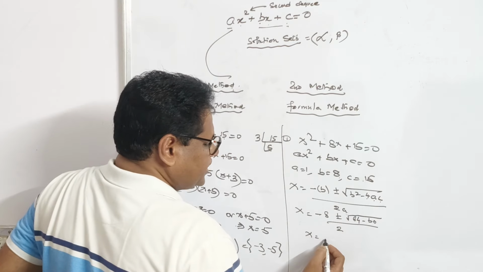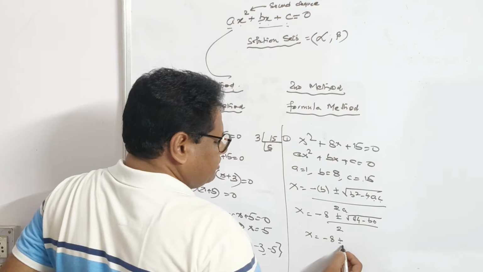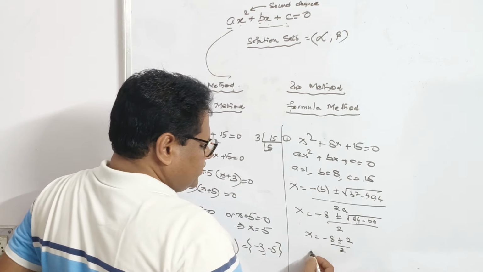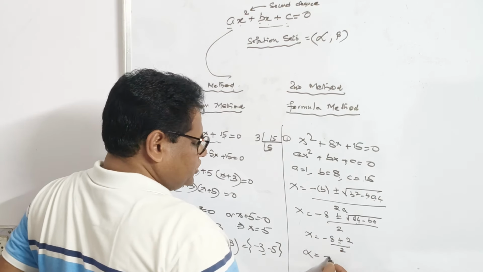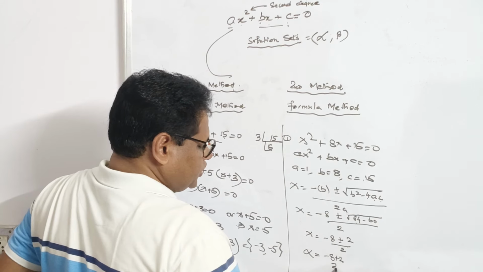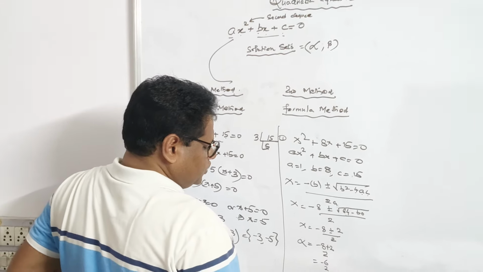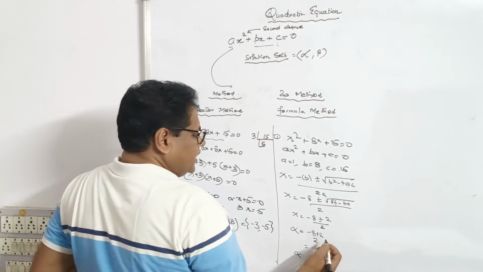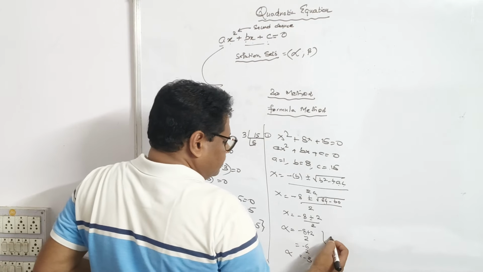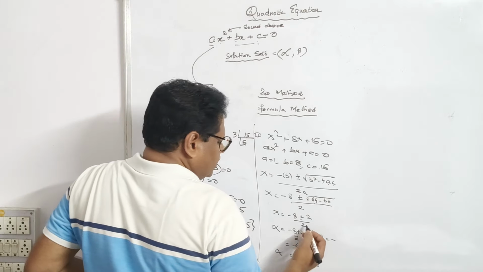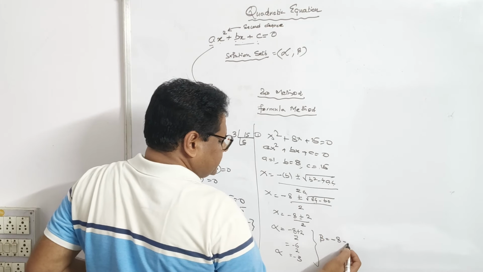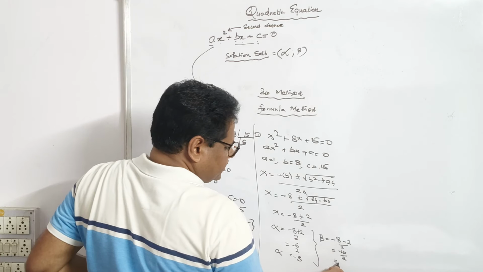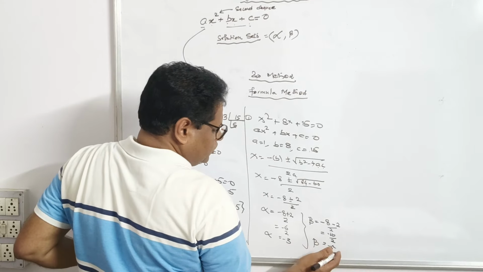Now that brings the equation x equals minus 8 plus minus the square root of 64 minus 60, which is 4, and the square root of this is 2. Now select the positive sign for alpha. Suppose it is minus 8 plus 2 by 2, that is minus 6 by 2, so we have minus 3. Here we got alpha as minus 3. Then the second one, beta equals, select the negative sign, minus 8 minus 2 by 2, that brings minus 10 by 2, and this is minus 5. So beta equals minus 5.